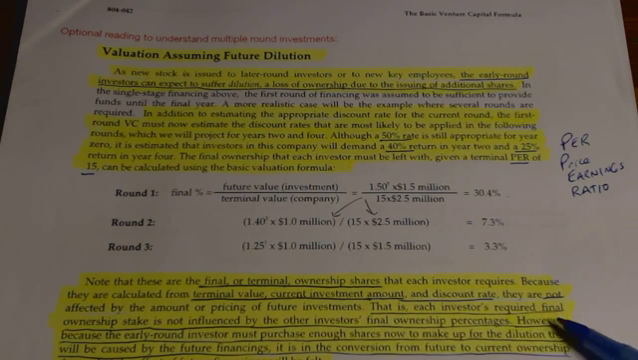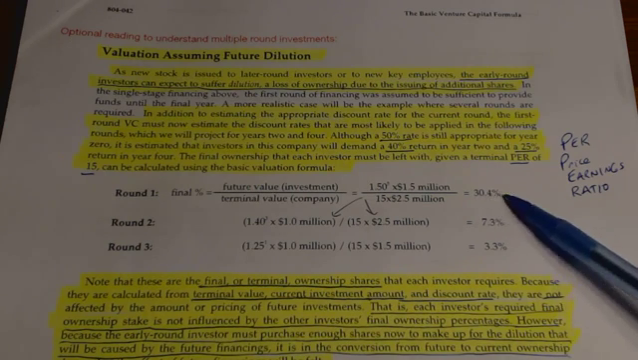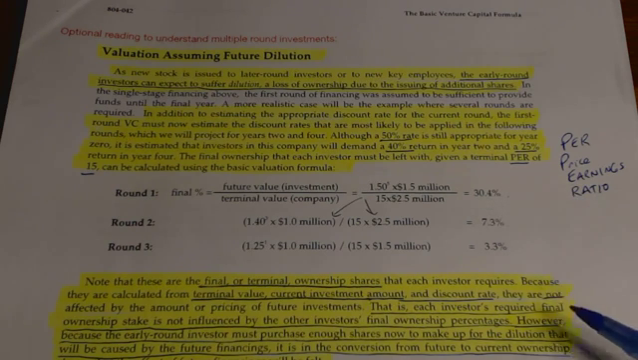So each investor's required final ownership stake is not influenced by other investors' final ownership percentages. However, the early round investors must purchase enough shares now to make up for the dilution. So if he wants to be here, he's going to be diluted when these two guys buy. So he's got to buy a bigger percent up front when he knows this is coming. So it is in the conversion from the future to the current ownership shares that the effect of the future financings will be felt.